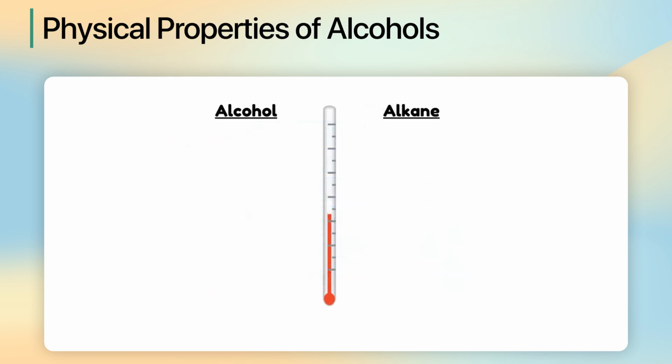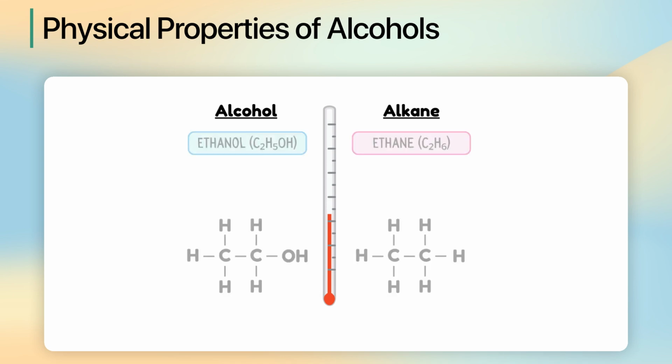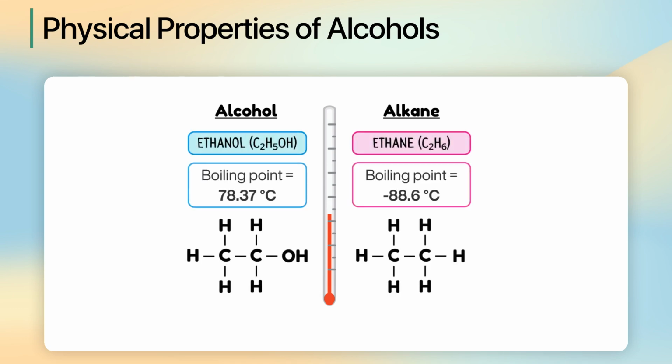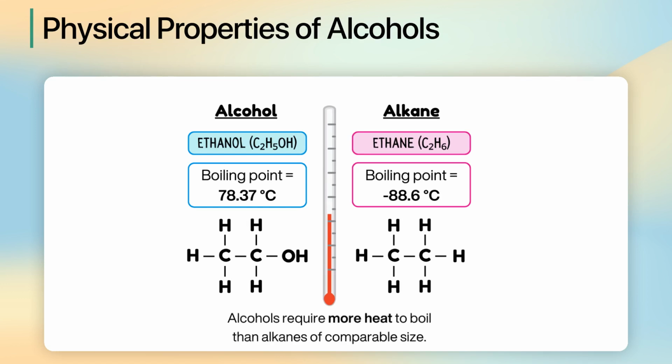The boiling points of alcohols are generally higher than those of similar-sized alkanes, like ethane or propane. For example, ethanol has a boiling point of about 78.37 degrees Celsius, while ethane boils at -88.6 degrees Celsius. This means that alcohols require more heat to boil than alkanes of comparable size. The presence of the OH group in alcohols contributes to this difference, making it necessary to add more energy to change alcohols from liquid to gas.